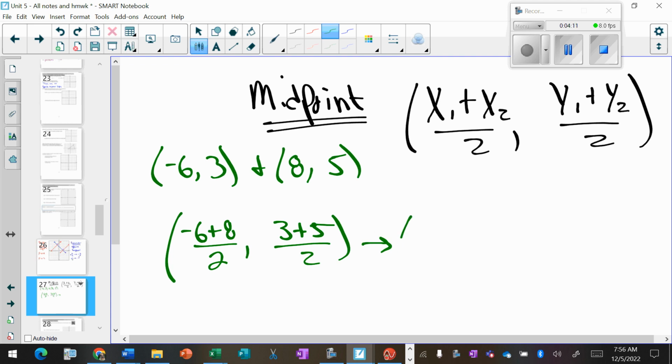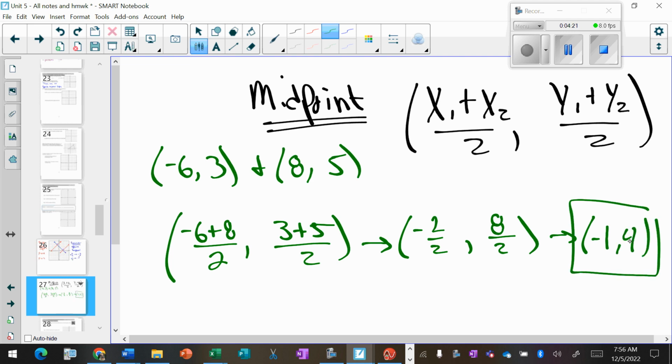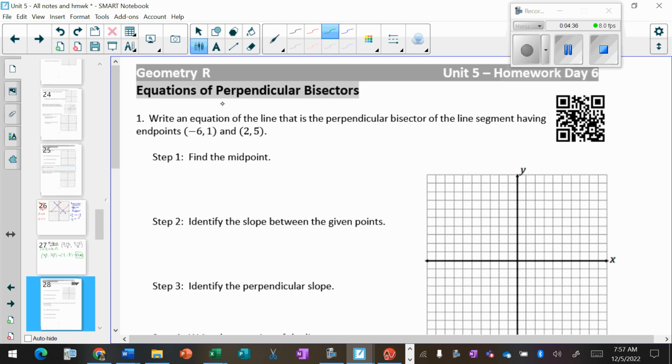Do the work with each numerator separately. Negative 6 plus 8 is negative 2. 3 plus 5 is 8. Then divide by 2 for your final answer. If it doesn't divide evenly, you can leave it as a decimal or as the fraction. It doesn't matter because it's the same value either way. We are going to combine these two concepts, perpendicular lines and midpoint, in order to find the equations of perpendicular bisectors. And please remember, this perpendicular piece is separate from the bisector piece, so we will have to find each of those pieces of information separately.